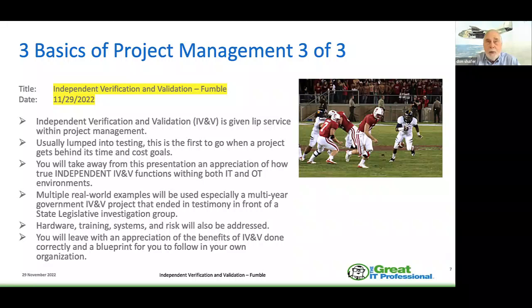We want to look at both information technology and operational technology environments for independent IV&V functions. I'll talk about two examples of that, really look at some of the real world examples. And IV&V is not just software. Software is one part of three parts that you've got to be cognizant of. You've got to understand the hardware and you've got to understand the processes. All three of those things need to be part of any type of verification and validation plan. So that's what we're going to talk about.